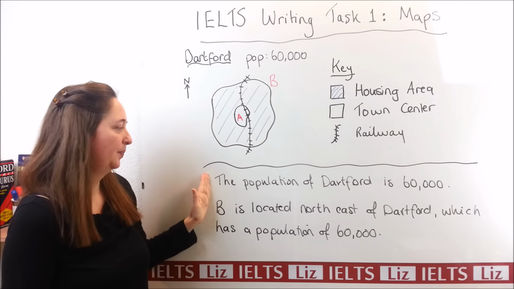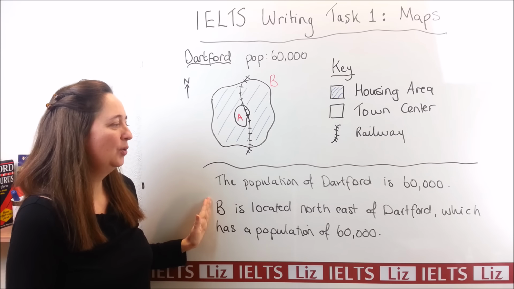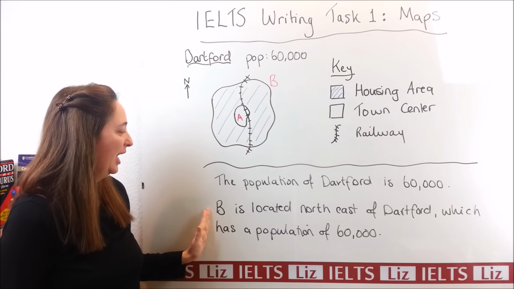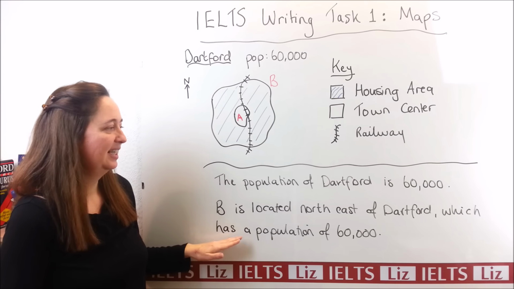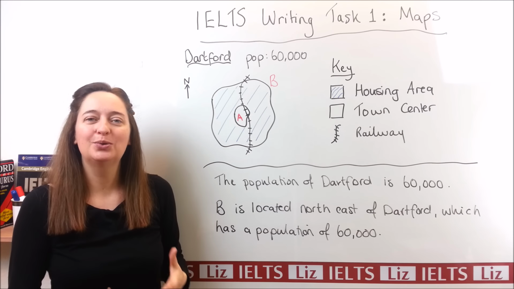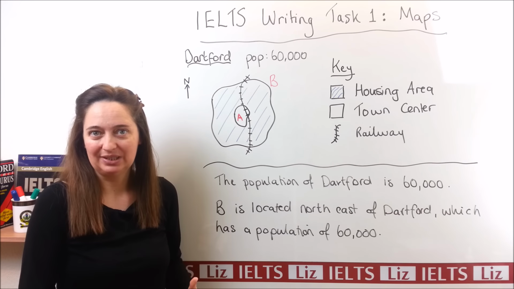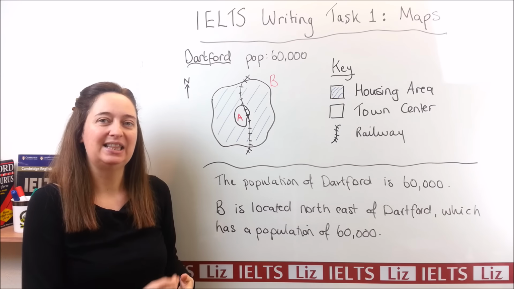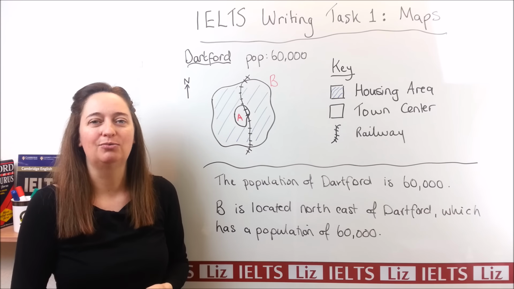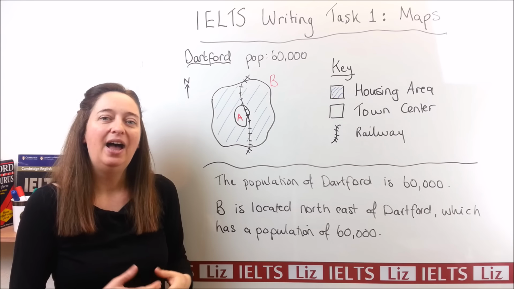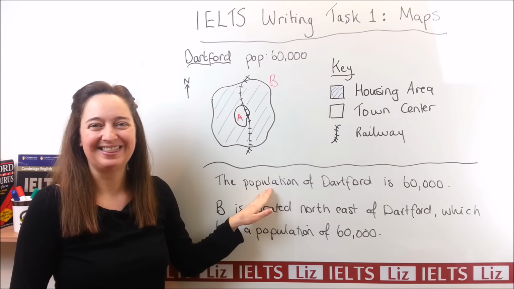This is quite simple, so this is more complex. B is located northeast of Dartford, which has a population of 60,000. So you can see here I've added it as a clause. You can also say that Dartford has 60,000 inhabitants, or there are 60,000 people living there. So there are a number of different ways to write about population. The other thing to notice is that population is singular, so don't forget that.